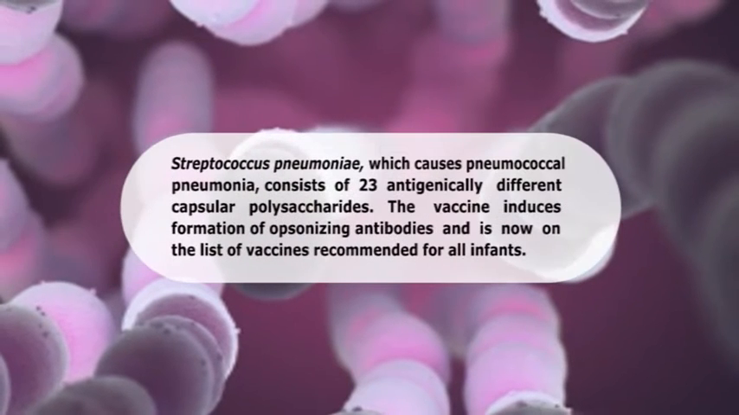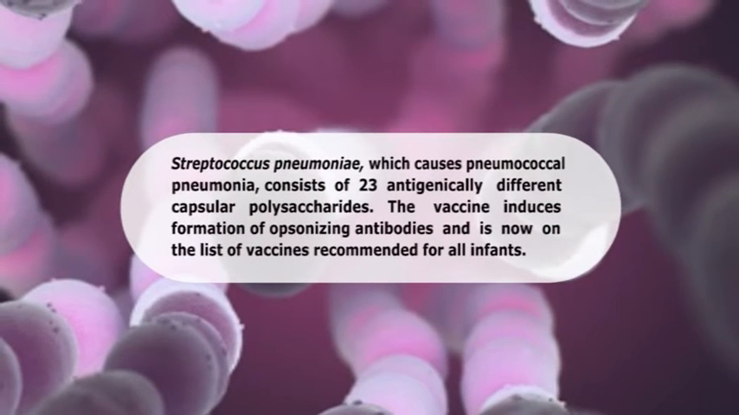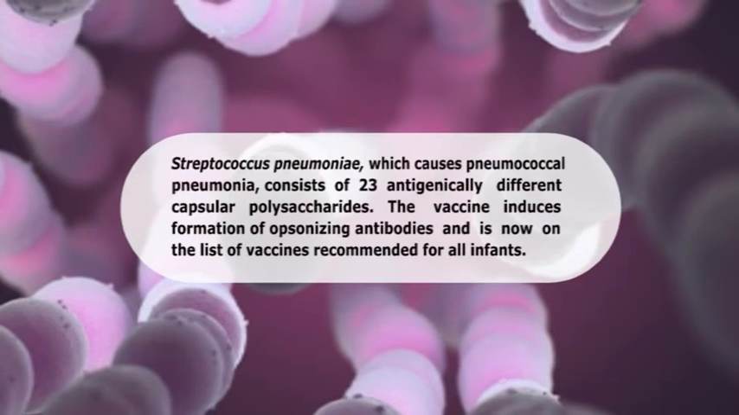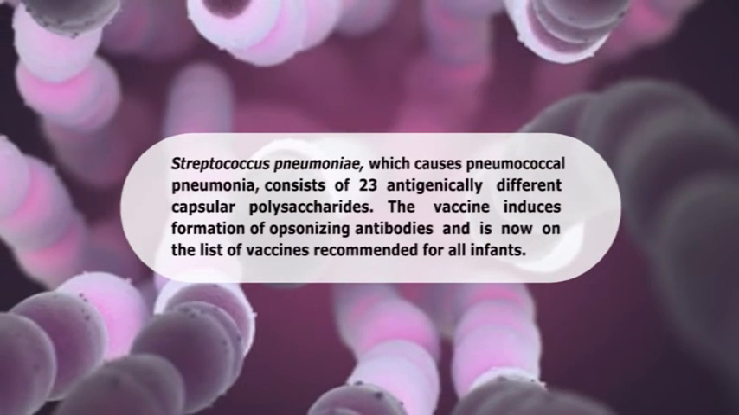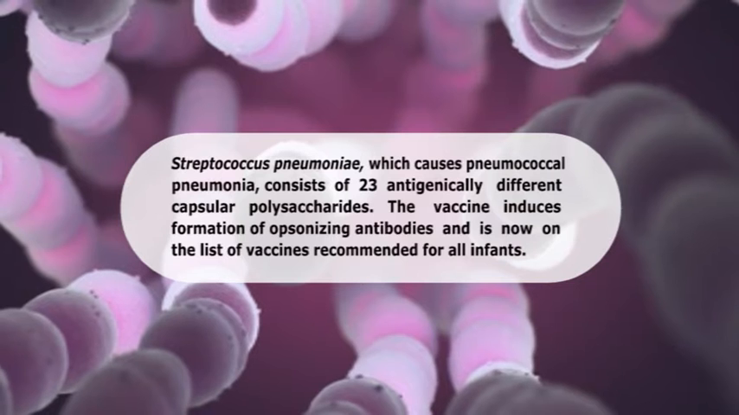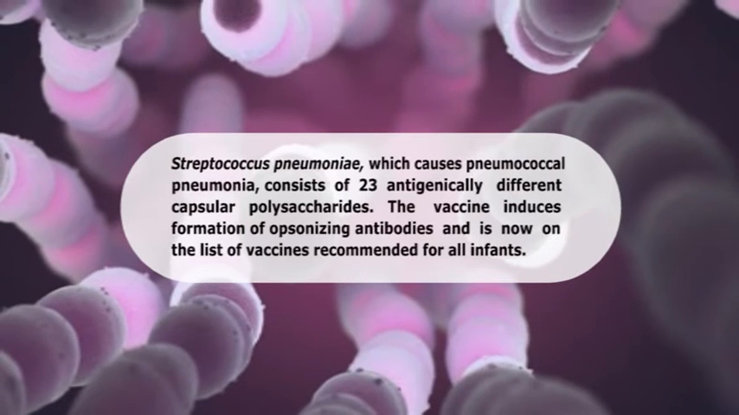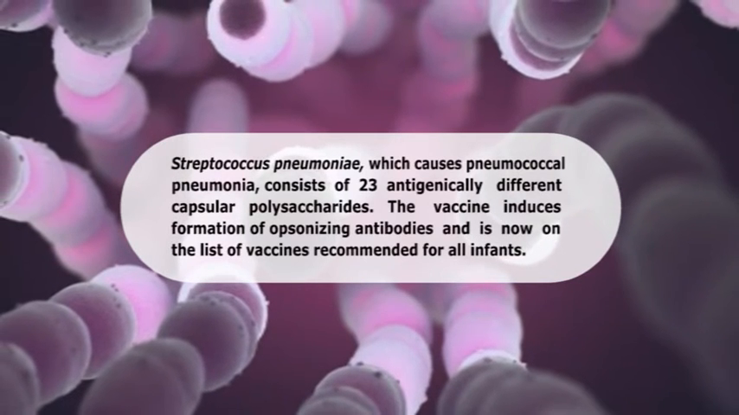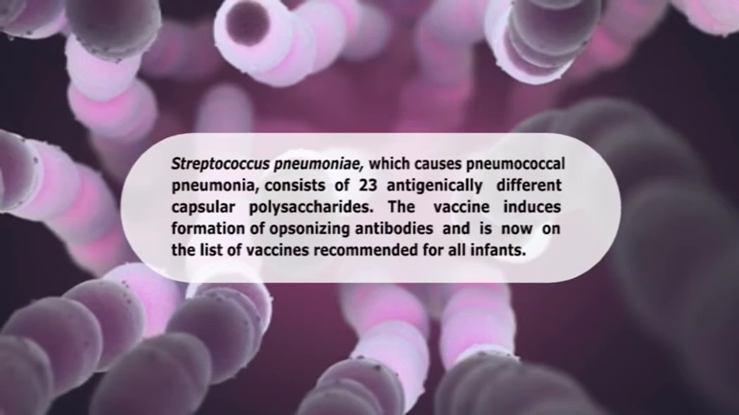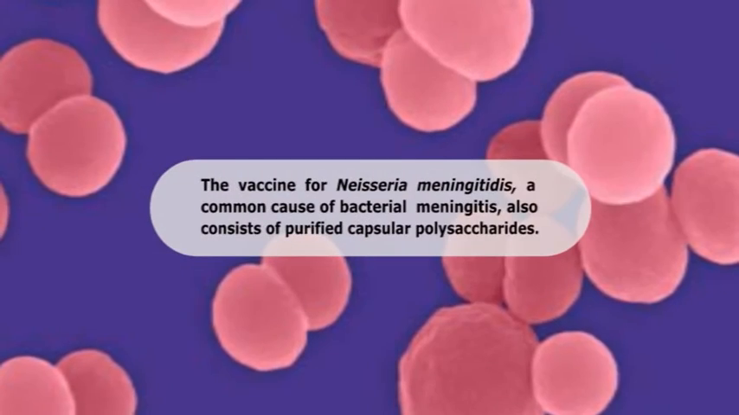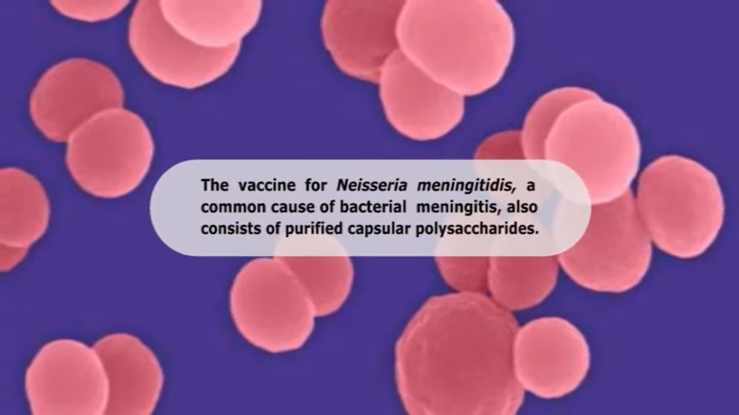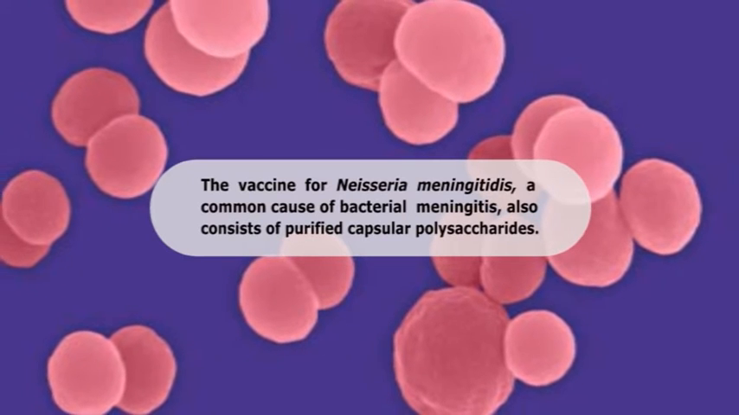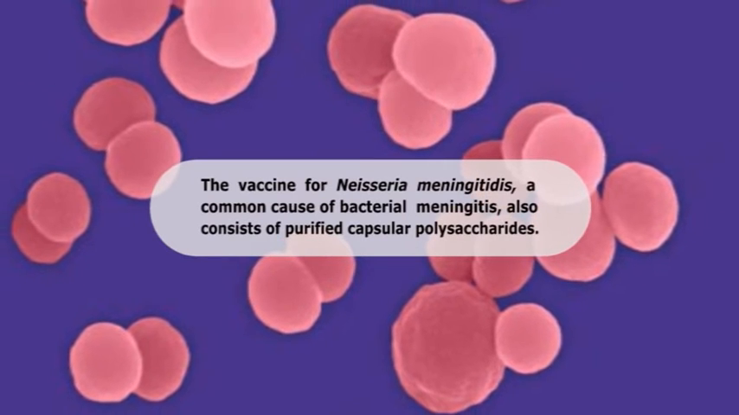Example, Streptococcus pneumoniae, which causes pneumococcal pneumonia, consists of 23 antigenically different capsular polysaccharides. The vaccine induces formation of opsonizing antibodies and is now on the list of vaccines recommended for all infants. The vaccine for Neisseria meningitidis, a common cause of bacterial meningitis, also consists of purified capsular polysaccharides.